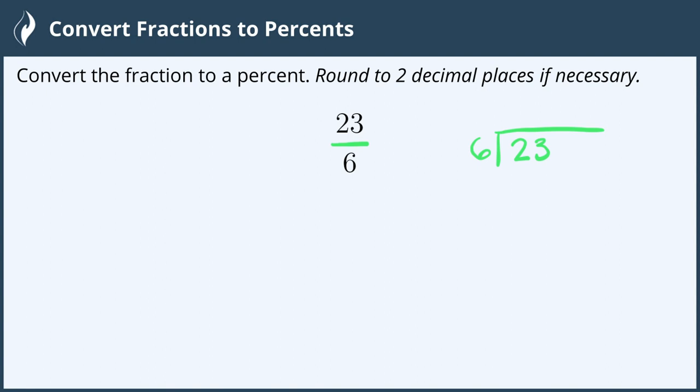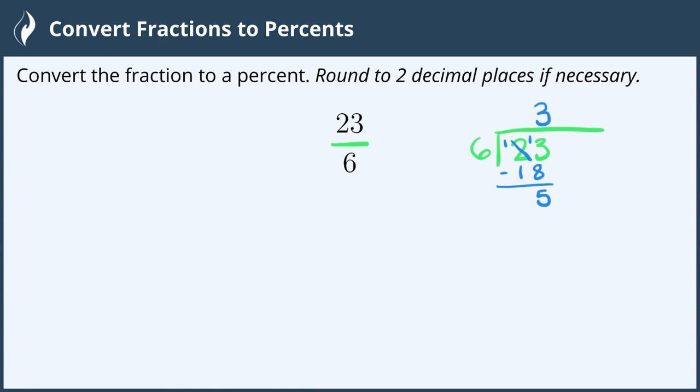6 goes into 23 3 full times. 3 times 6 is 18. Subtract, we'll have to ungroup the 2 or borrow to give a 10 to the 3, making it 13. Subtract is 5. And 6 will not go into 5, and I don't have anything else to bring down.